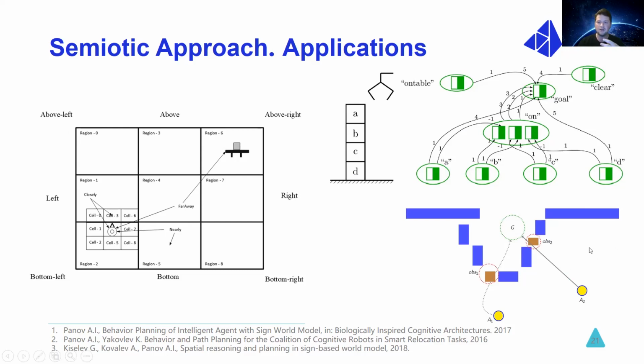The third one is a smart relocation task, where we have a coalition of agents, and the goal of these agents is to move to this area. But there are obstacles on the way, and one of these agents is able to move these obstacles, and another isn't. So they should work in a coalition to help each other.